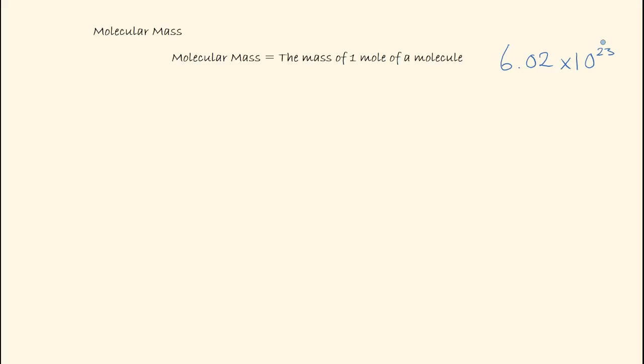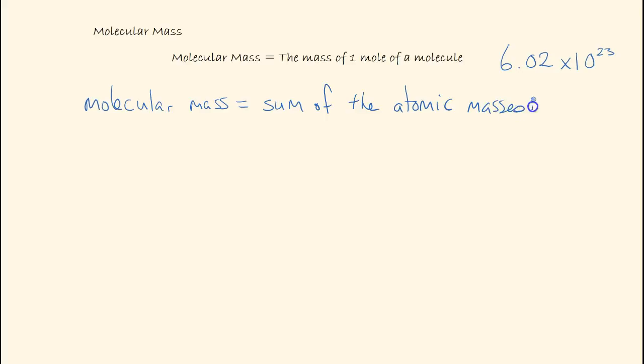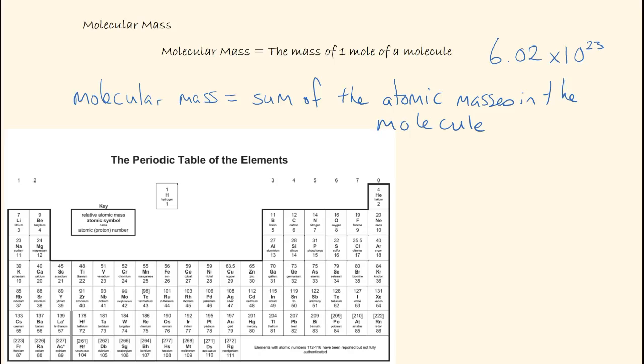How can we work that out? Well, the molecular mass is equal to the sum of the atomic masses in that molecule. And we'll look at an example in just a moment. Importantly, to do all of these, we're going to need ourselves a copy of the periodic table.